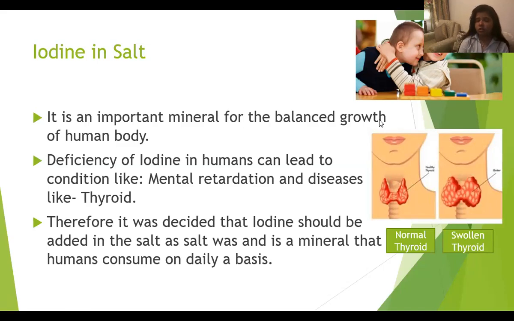So conditions like mental retardation and diseases like thyroid can occur. Now you can see in the picture that I've shared here, there is a neck where the thyroid gland is visible, but it's a normal one. And you can see in the picture next to it a swollen thyroid. So this kind of condition causes a disease, and it can affect the normal living of a person. And you have to start a medication which has to go on for life.